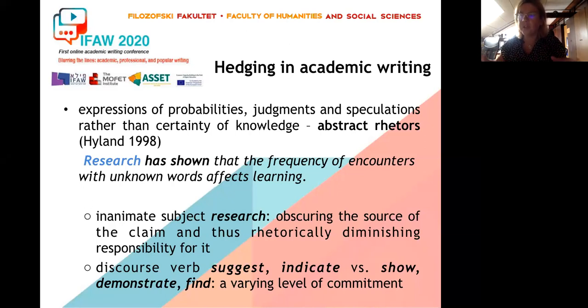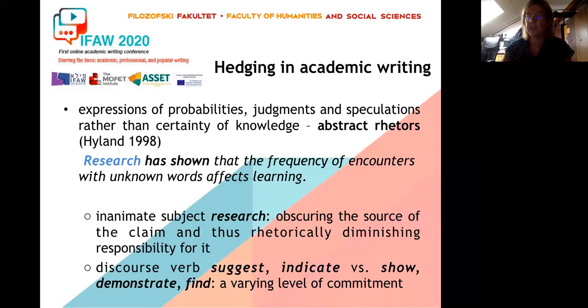These abstract rhetorics have been shown in our corpus, and also in general reviews of this concept, as inanimate subjects, right? The example we have here is a typical exemplification of this phenomenon: research has shown that the frequency of encounters with unknown words affects learning. It shows that inanimate subjects such as research, study, etc., obscure the source of the claim, and thus rhetorically diminish the responsibility of the author for the claim itself.